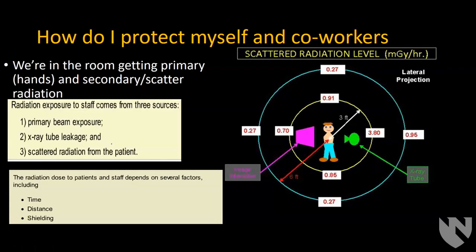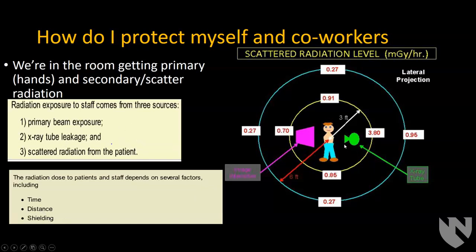Okay, so radiation, not just the patient, but how do you protect yourself from radiation? So you can be exposed by primary beam. If you put yourself in the path of the beam, you can get exposed to radiation. You could be exposed by radiation leaking out of the X-ray tube, and then you're exposed by radiation scattered from the patient. And the best way to reduce these things is always time, by reducing the amount of time, increasing your distance, and increasing your shielding.